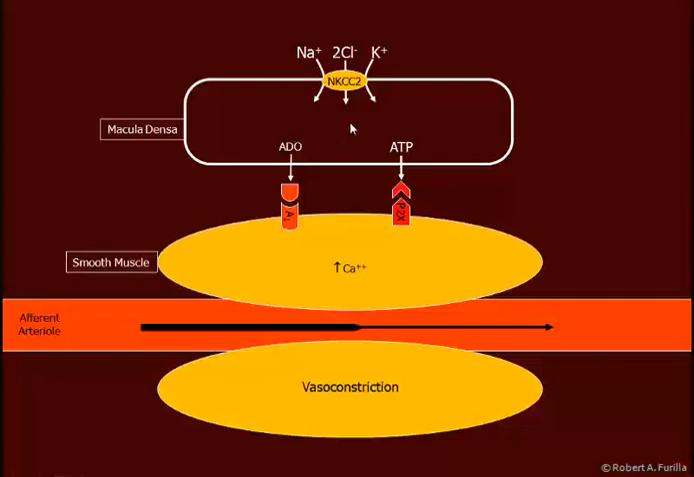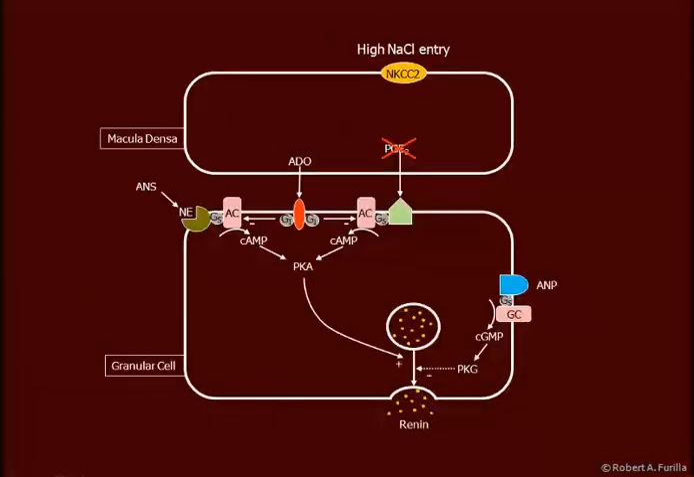Swelling of these macula densa cells causes the release of adenosine and ATP, both of which cause an increase in calcium concentration in the sarcoplasm. A rise in calcium concentration causes smooth muscle contraction. This restricts flow through the afferent arteriole, thereby reducing GFR, reducing tubular flow, and reducing sodium chloride delivery to the macula densa. In addition to the influence on smooth muscle cells, the macula densa also influences the granular cells.